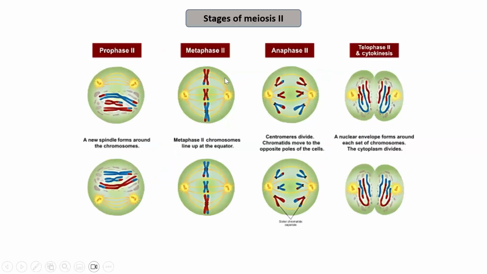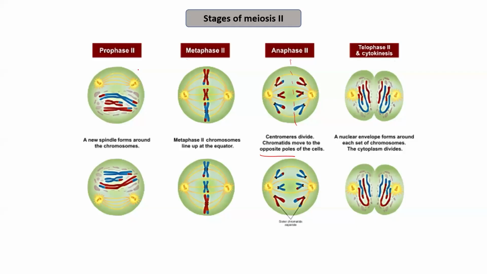So these are the stages of meiosis 2, which starts with prophase 2, followed by metaphase 2, anaphase 2, and telophase 2 with cytokinesis. So in meiosis 2, these are the 4 different stages: prophase 2, then metaphase 2, anaphase 2, and telophase 2, and cytokinesis.